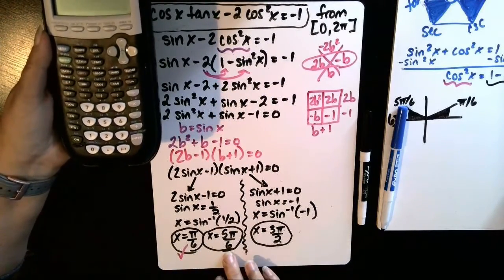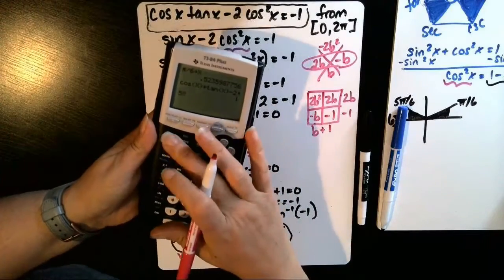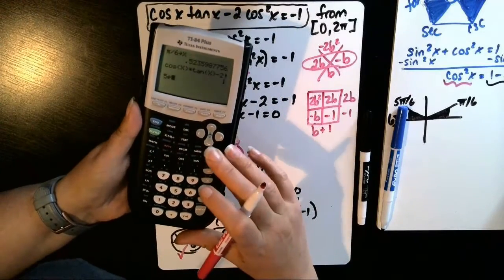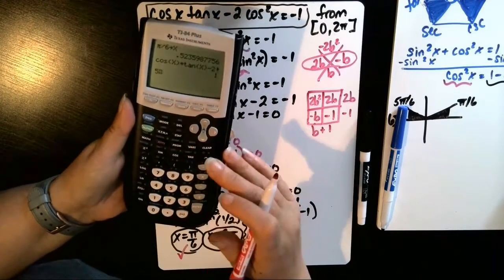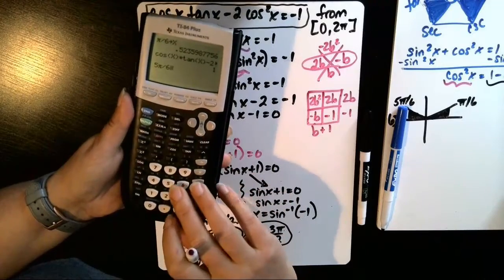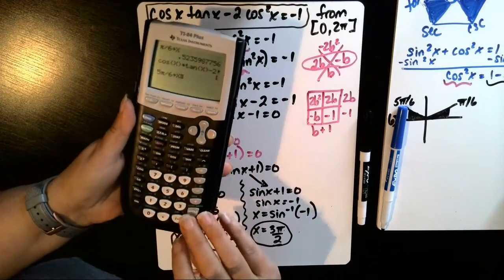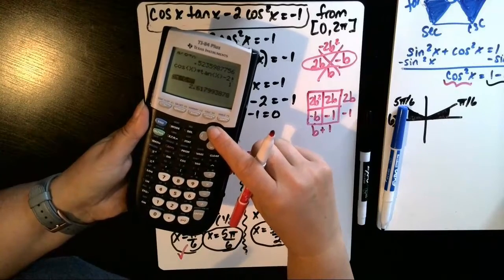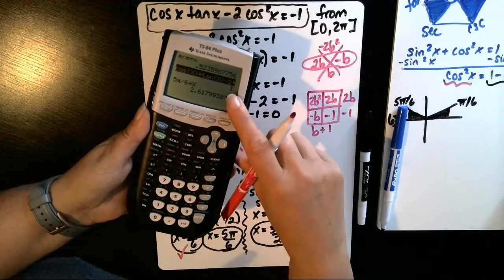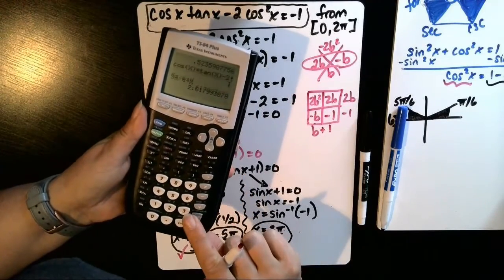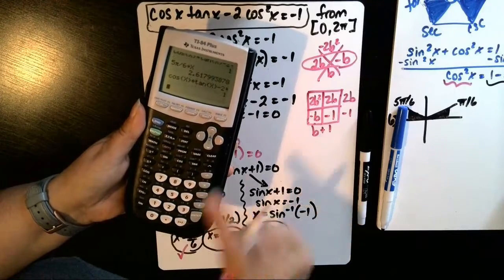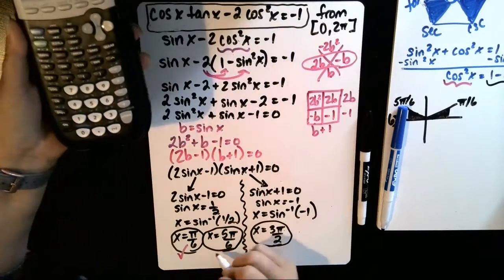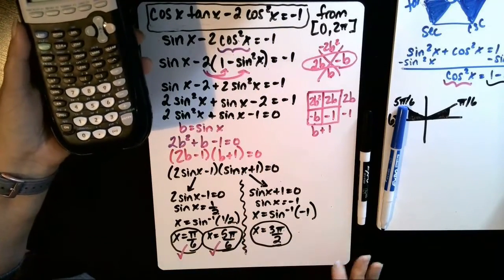Okay, now we're going to check our second answer, 5 pi over 6, and we're going to store that as our new value of x. And then we don't have to retype that whole equation. We can just arrow up to it so it's highlighted, and then press enter, and then enter, and we get a 1 again, so we know 5 pi over 6 also checks.